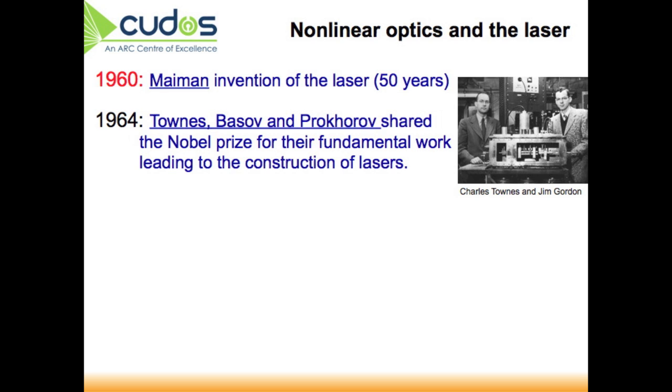And he did not win a Nobel Prize, which is a scandal, but Townes, Basov and Prokhorov shared their prize for fundamental work leading to constructions of lasers, in particular the maser. And this is Charlie Townes, who is still alive and well, and this is Jim Gordon, who died only last week, unfortunately. Both iconic stars of 20th century science, both at Bell Labs.